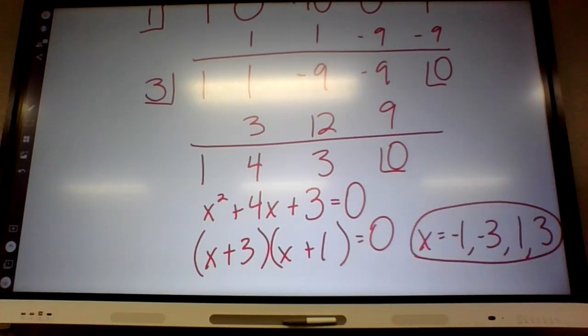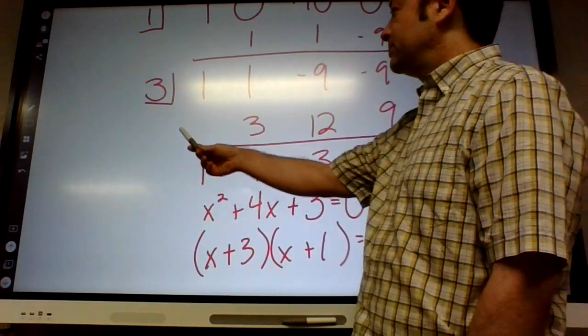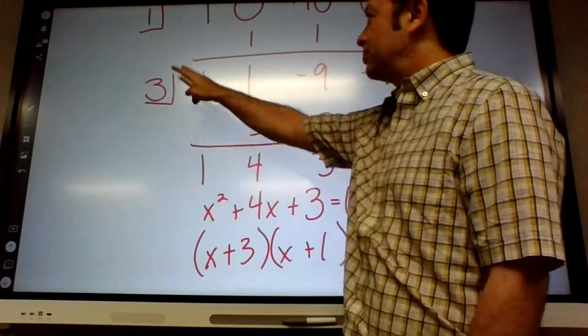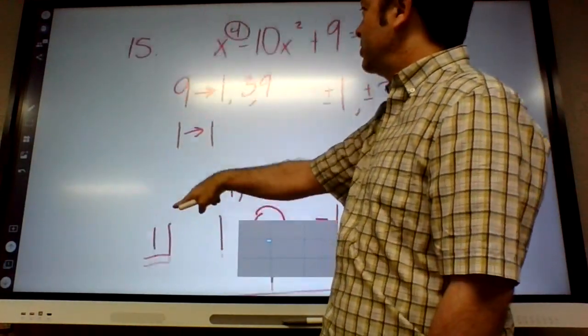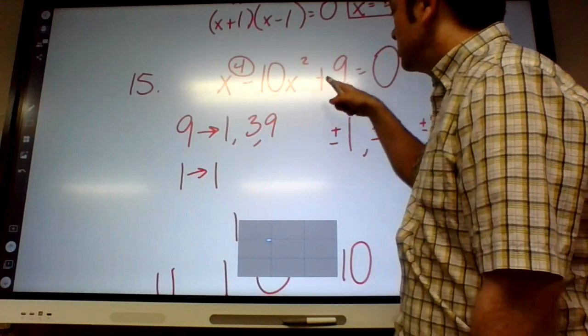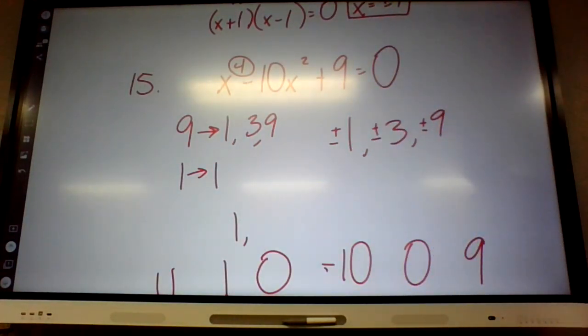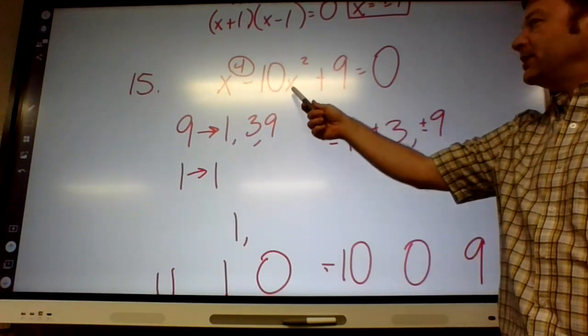And how did you know the positive 3 was? Oh yeah, because we just plugged it in. How do we get the first one? I plugged in 1 up here, and it worked as a solution. It would be 1 minus 10 is -9 plus 9 is 0.